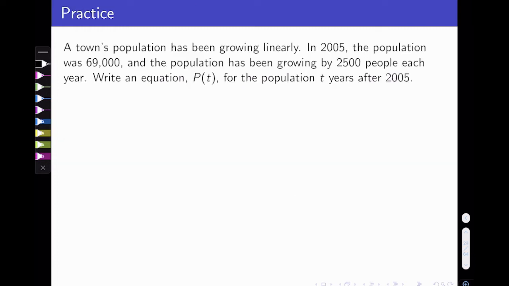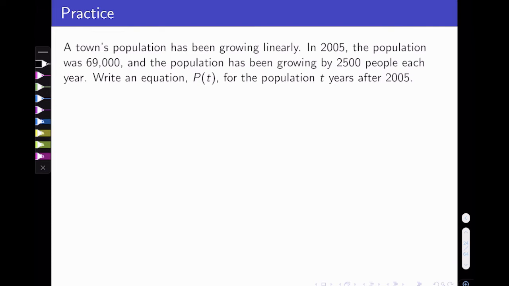Let's do an example. A town's population has been growing linearly. In 2005, the population was 69,000, and the population has been growing by 2,500 people each year. We want to write an equation P of t, so that's the population as a function of time, for the population t years after 2005. So 2005 will essentially be year 0.